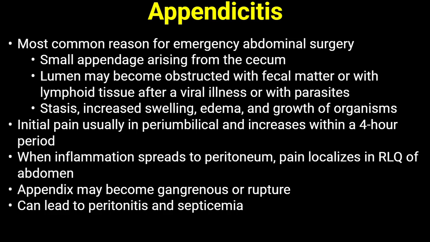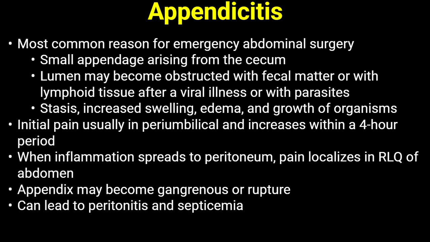Appendicitis is the most common cause of emergency abdominal surgery in children. It occurs when the appendix, a small pouch attached to the cecum, becomes obstructed. The blockage is most commonly caused by fecal material, a fecalith, or enlarged lymphoid tissue, often following a viral illness. Less commonly, parasites or other foreign material may obstruct the lumen.